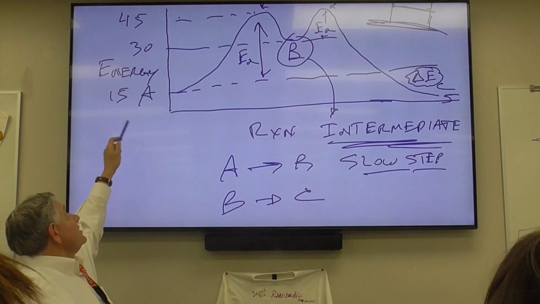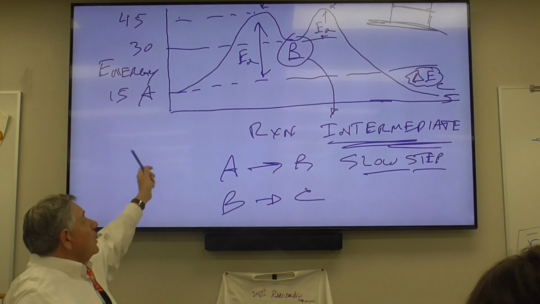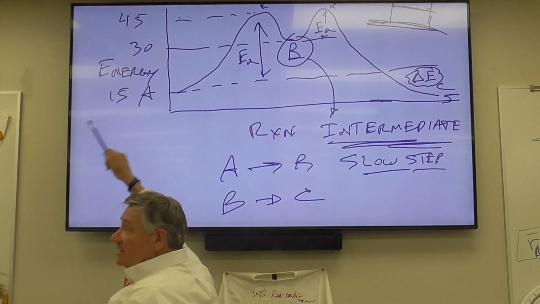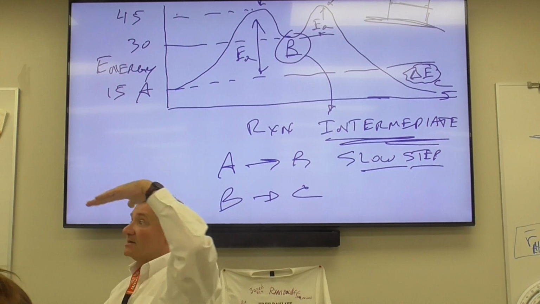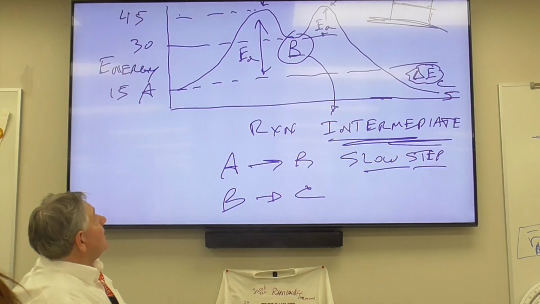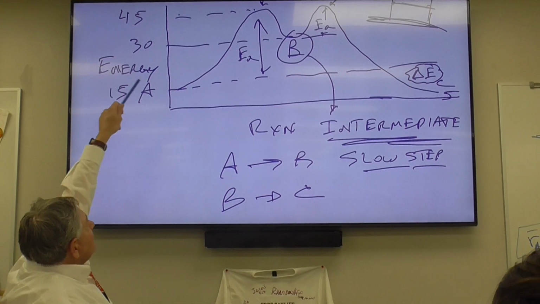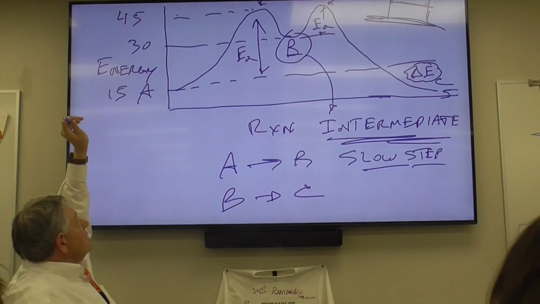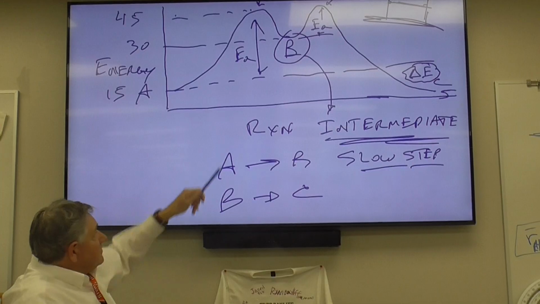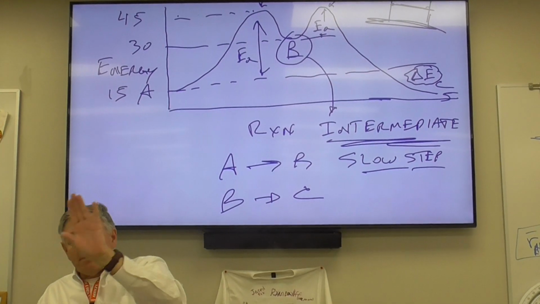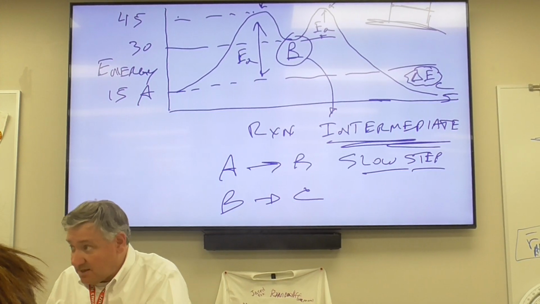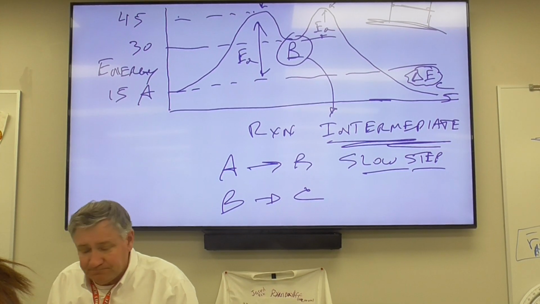So, what's your activation energy on the A to B reaction? 30, because I'm starting at 15, I end up at 45, so my activation energy would be 30. On the formation of B, that drops back down to 30. So, overall, on my reaction from A to make B, is that an endothermic or exothermic reaction? Just in the production of B. That's endothermic. That's going to take energy in, right?